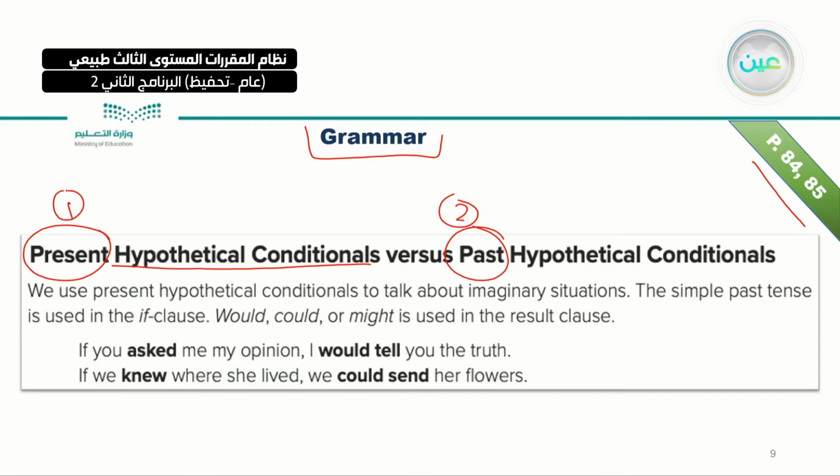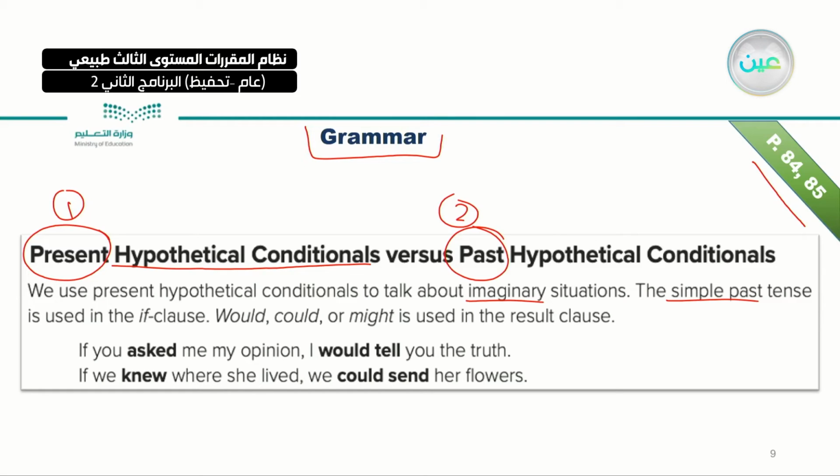Actually, we use the present hypothetical conditionals to talk about what? Imaginary, unreal situations. Now we will talk about the characteristics, how we can form this one. The simple past tense is used in the if clause. So here we are talking about what? The if clause and the result clause.